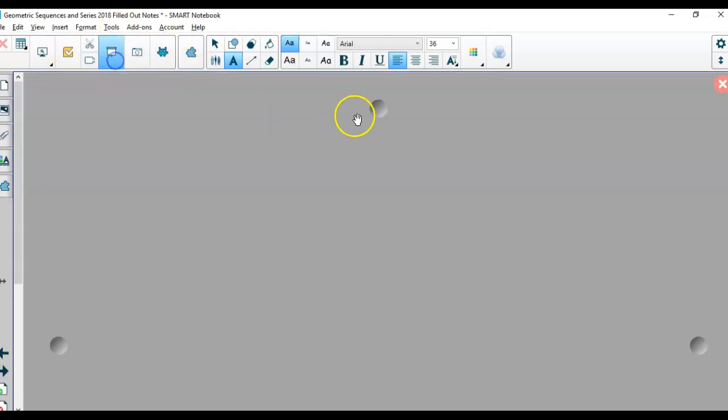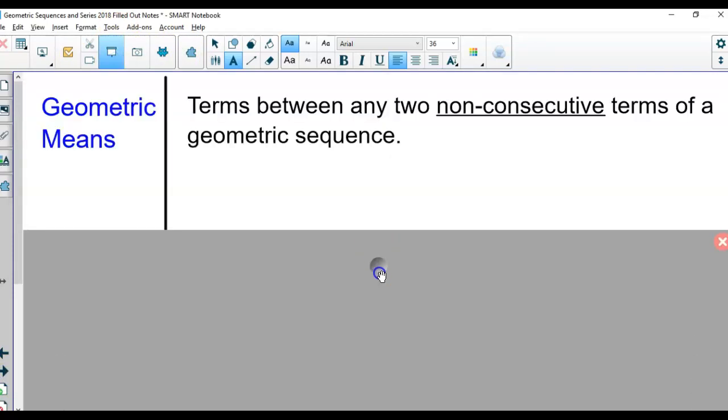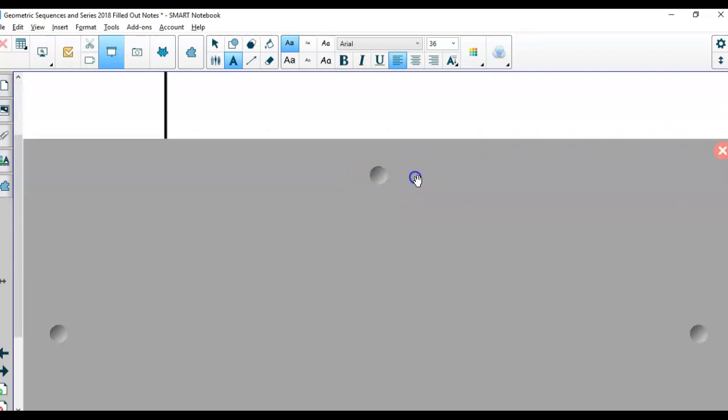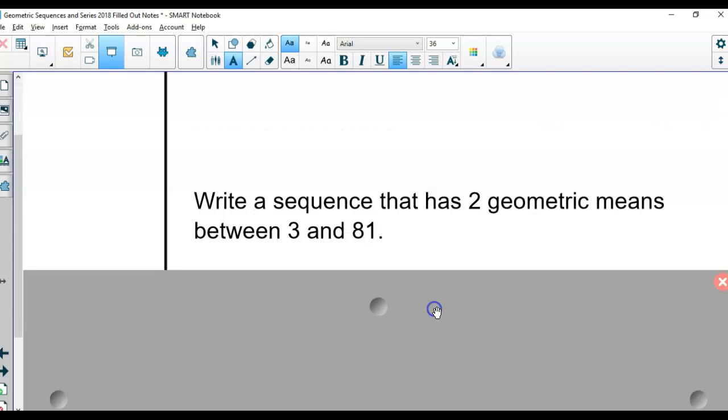Okay, let's do another one. Geometric means are the terms between any two non-consecutive terms of a geometric sequence. Write a sequence that has two geometric means between 3 and 81. So the first thing that I like to do when I'm figuring this out is write it out. So I have 3, comma, then 2 geometric means in between. That means I have a space for another number and a space for another number. Those are the geometric means right there. And then I have 81.